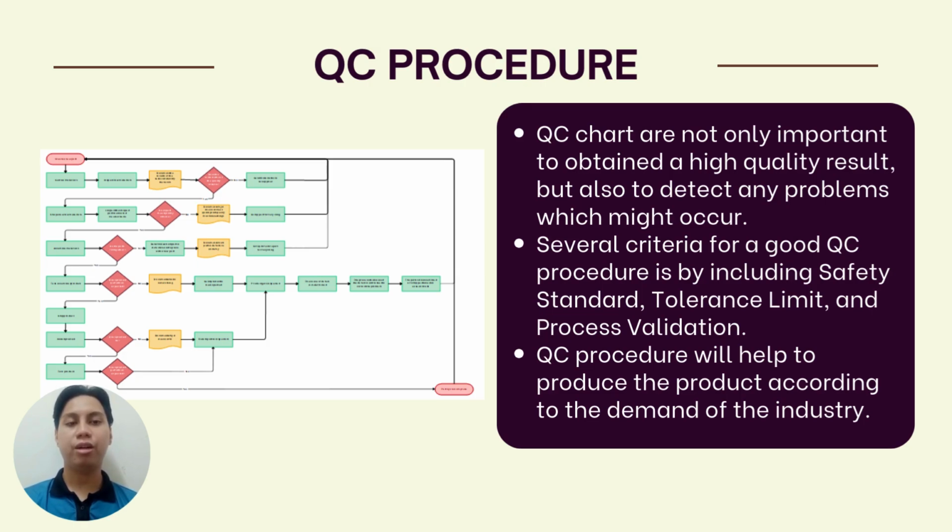Next, we will discuss one of the crucial subtopics in our topic, which is QC procedure. Before we dive in further, let's take a look first at the graphic provided on the left side of the slide. In the chart, there are lots of steps, each considered very crucial and needing to be taken seriously. Each step represents a part of the QC procedure. Because of that, the QC chart functions not only as a benchmark for a high quality result, but also to detect any problem which might occur in the future. According to quality standards, several criteria for a good QC procedure need to be fulfilled, including safety standard, tolerance limit, and process validation. Because of this, QC procedure will help us to produce the product according to the demand of the industry.